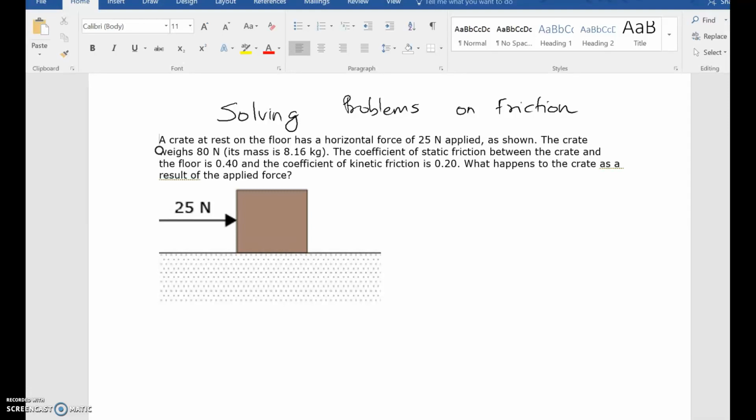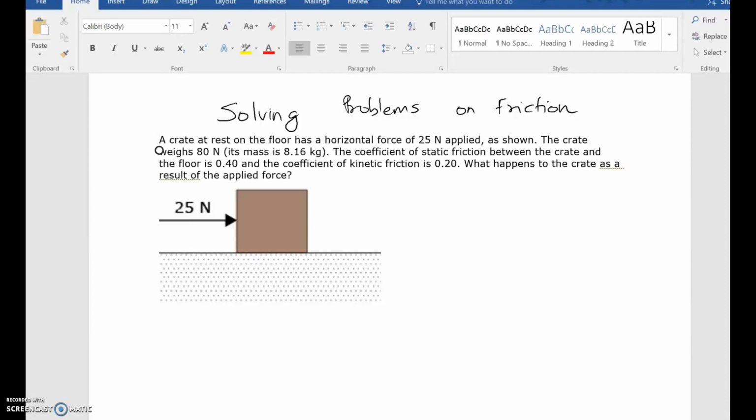This tutorial is on solving problems involving friction. A crate at rest on the floor has a horizontal force of 25 newtons applied as shown. The crate weighs 80 newtons. Its mass is 8.16 kilograms, so the weight is already calculated for you. The coefficient of static friction between the crate and the floor is 0.4 and the coefficient of kinetic friction is 0.2. What happens to the crate as a result of the applied force?